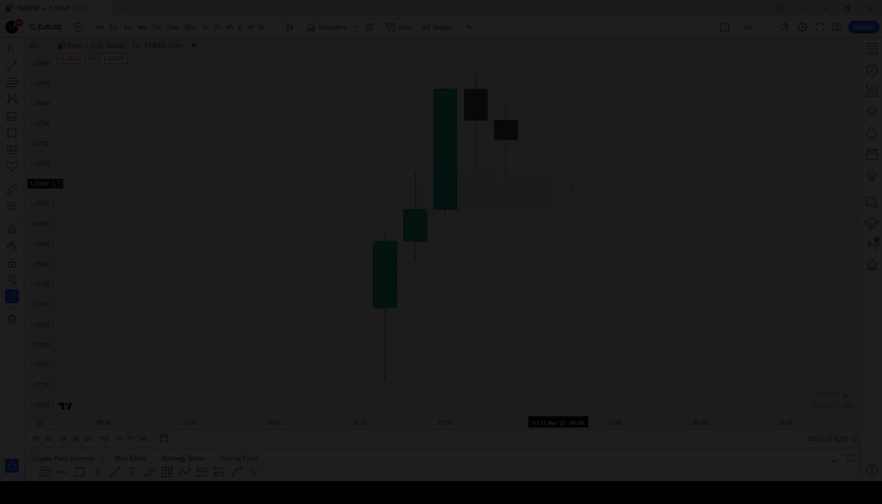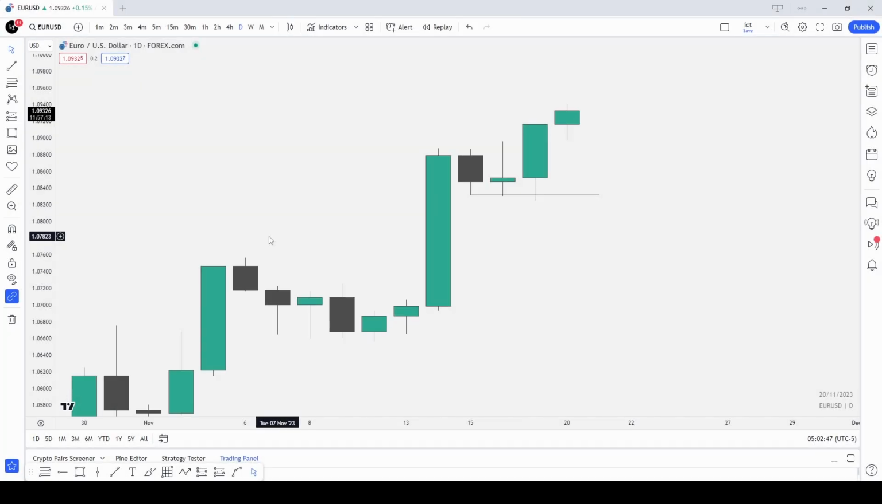Now, as you can see on your screens, we are on the EURUSD daily chart and we have a fair value gap inside here. We have the daily fair value gap created after this candle closes, and then we trade into the gap, which is where our focus is going to be.